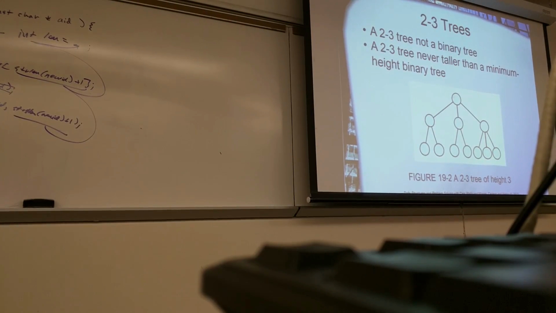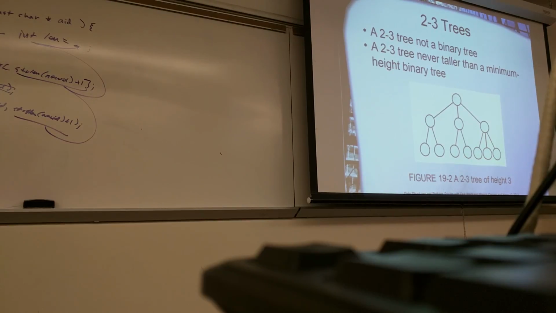So we will start with something called a 2-3 tree. Now, a 2-3 tree is not a binary tree. A 2-3 tree is defined as a tree of nodes. Obviously, all trees are nodes. And each node can have either no children, the leaf, like these guys at the bottom, or the node can have two children or three children. There is no such thing as a node in here with one child. It's either two or three.